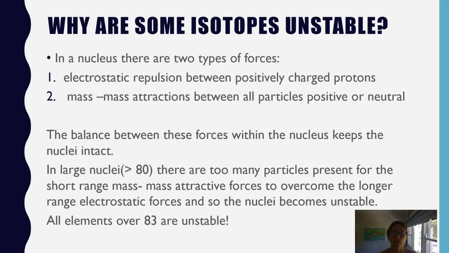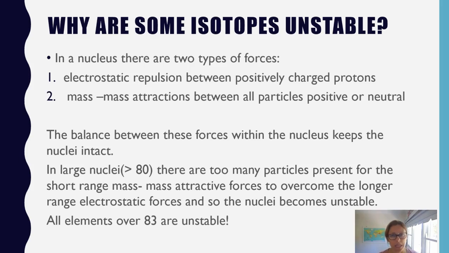So when we even have no neutrons in that nucleus, it's still unstable because of that great electrostatic repulsion between the protons, and it makes for an unstable nucleus. But then just that mass attraction, so positive or neutral, they both have mass, so they need to be in a reasonable balance for the nucleus to be stable. So it's the balance of these forces that actually keeps our nucleus intact.